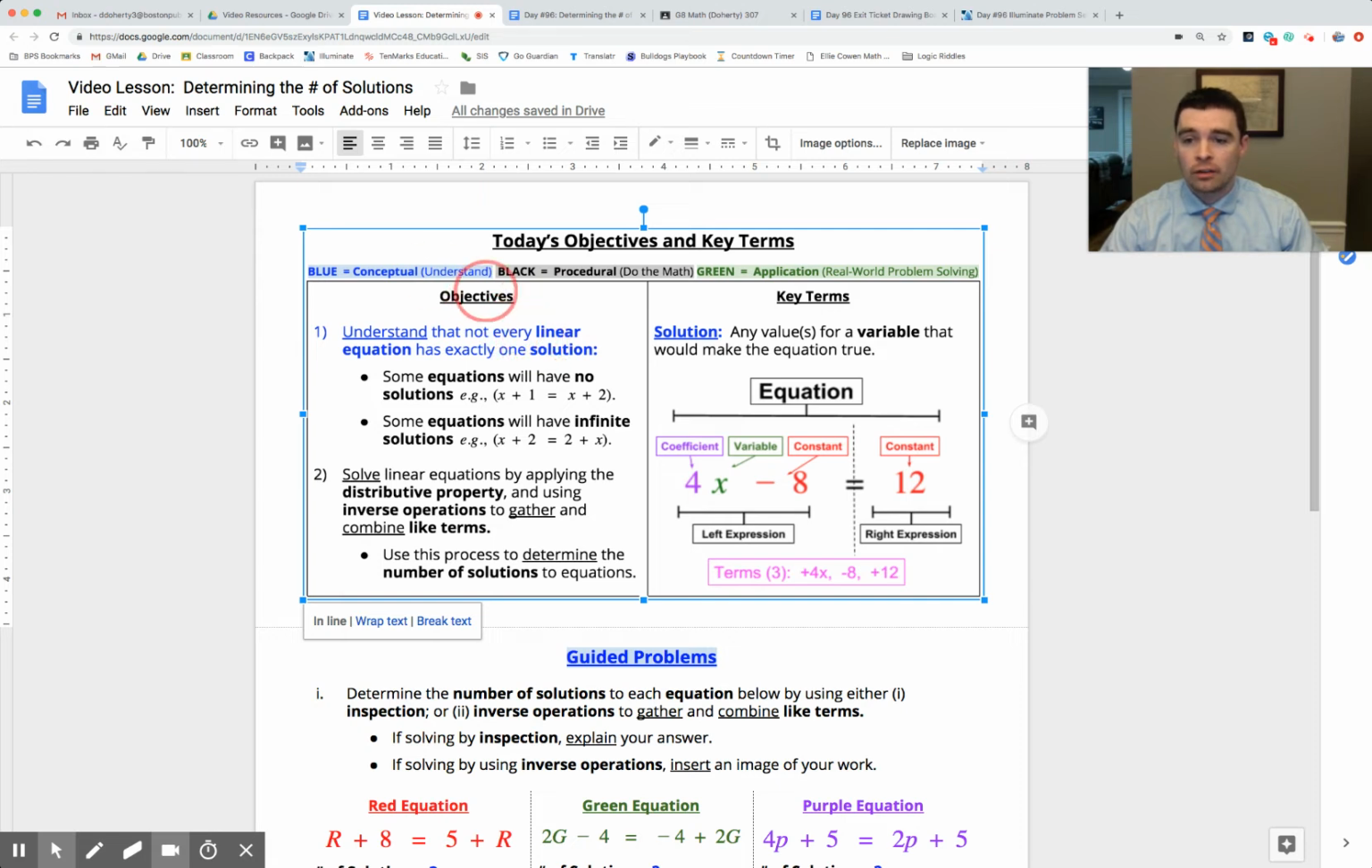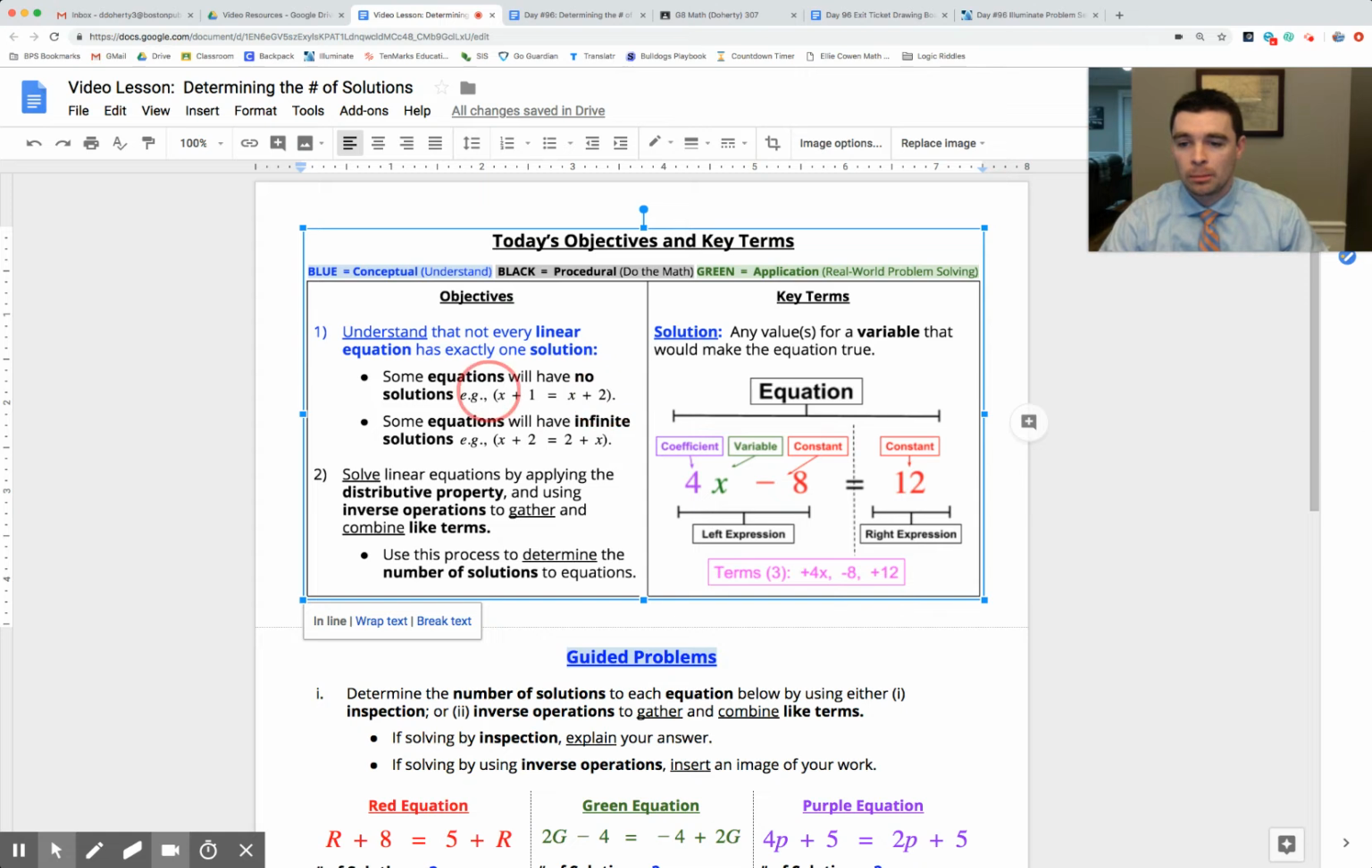As you look at our first objective for today, we need to understand not every linear equation has exactly one solution. As we started to see yesterday, some of our equations will actually have no solutions, and some of them are going to have even infinite solutions, or a never-ending number of solutions that all work in the equation. Some examples here, when we see e.g., that means, for example, if we had an equation x plus 1 equals x plus 2, there isn't any value in the world that has the same value as when you add 2 to that x.